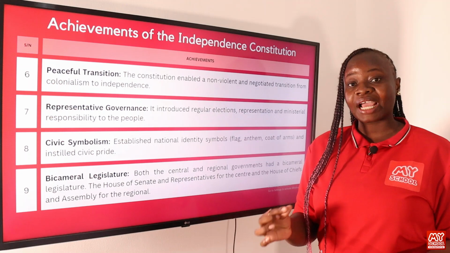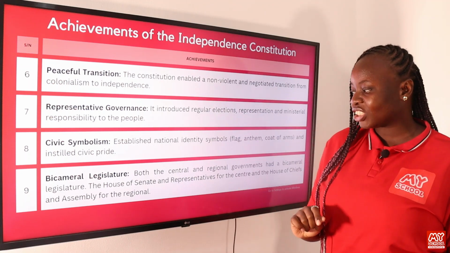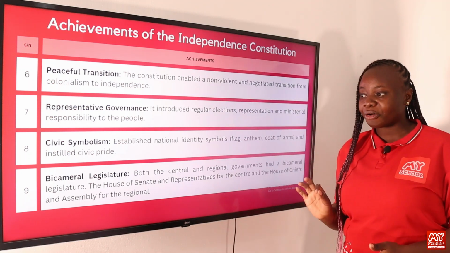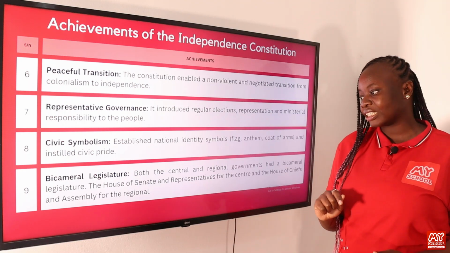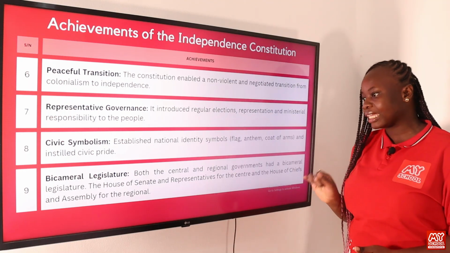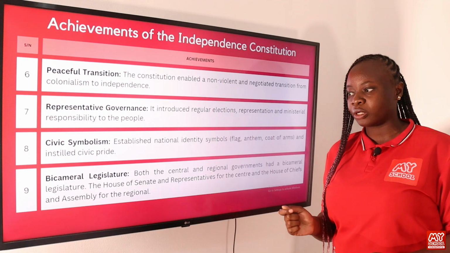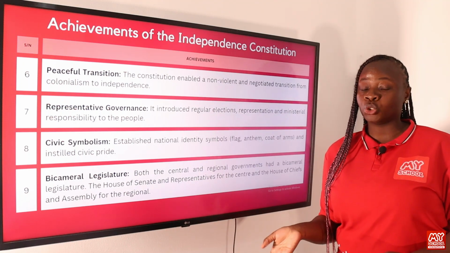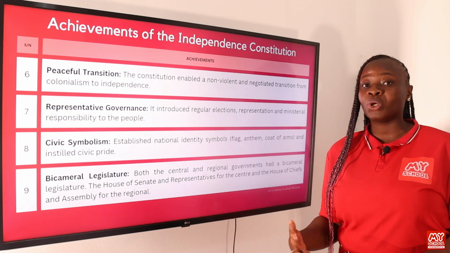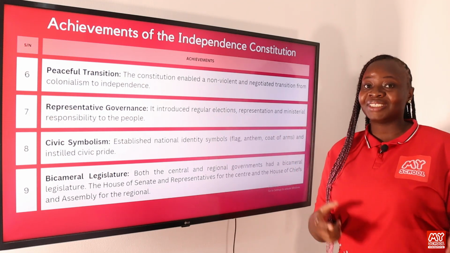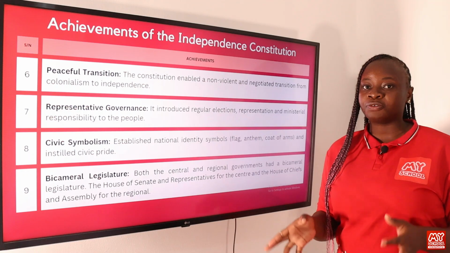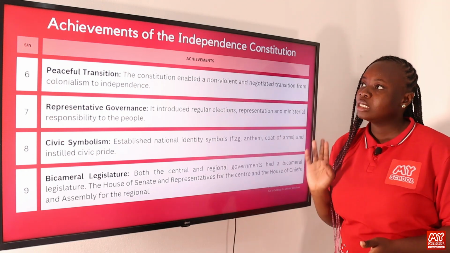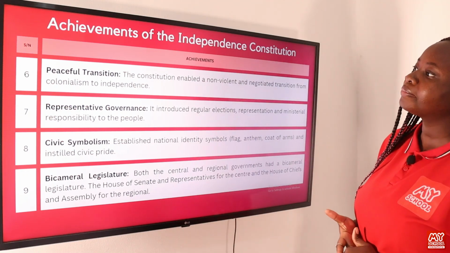Then we also had a bicameral legislature. Both the central and regional governments had a bicameral legislature. The House of Senate and Representatives for the center and the House of Chiefs and Assembly for the regional. So the presence of this bicameral legislature allowed for more representation in governments. It allowed people to elect more people to represent their interest in each of these various legislative houses. Now let's move on to the next slide.